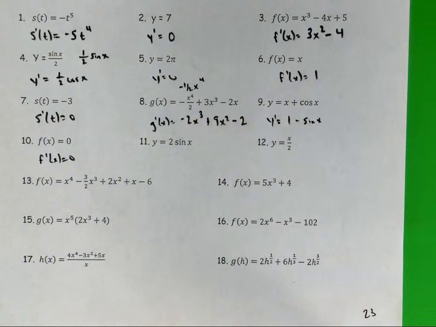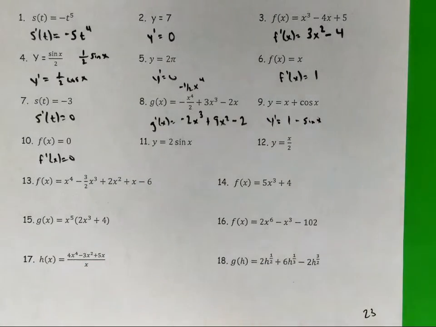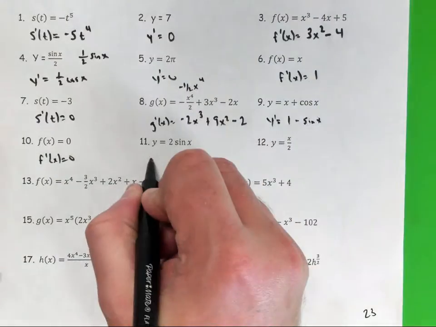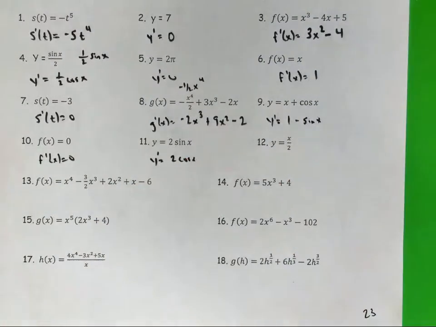Mason, you like this? Okay. Now, since there's not a plus or minus on number 11, do you keep that too? Yes. What's the derivative of sine? Cosine. So that'd be 2 cosine x. Y prime equals 2 cosine x. It's very important to put that prime notation.